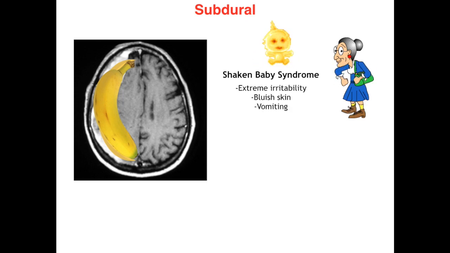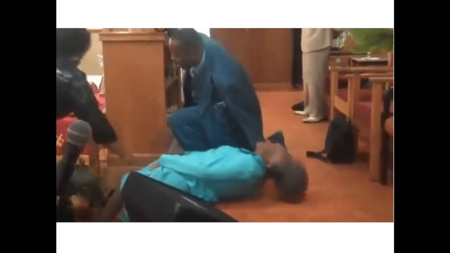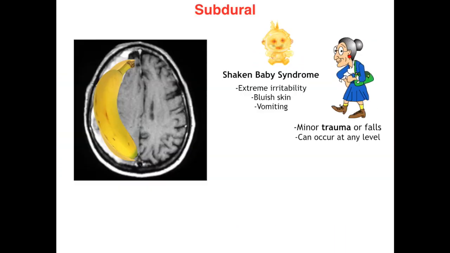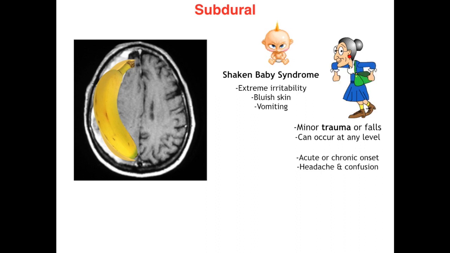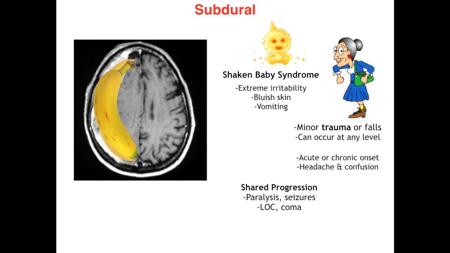Babies can present with extreme irritability, bluish tint to their skin, or vomiting, although the symptoms may be subtle depending on how severe the shaking was. Whereas in the elderly, bleeds can occur with even minor traumas or falls. Even smaller impacts can cause slow bleeds, meaning that they can present with either acute or subacute onset headache and confusion. In all cases, regardless of age, the shared progression and complications are paralysis, focal or global, loss of consciousness, and ultimately coma if treatment is not sought.